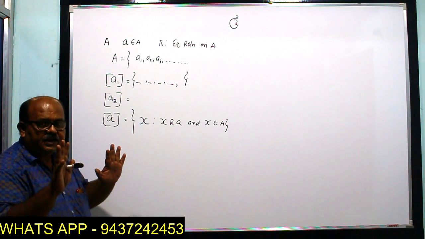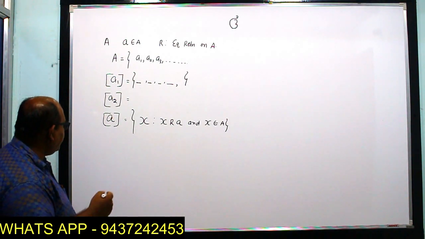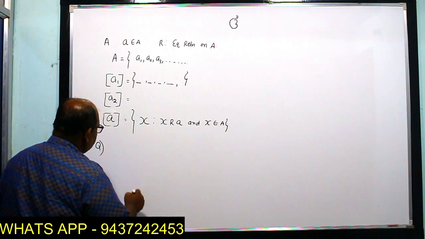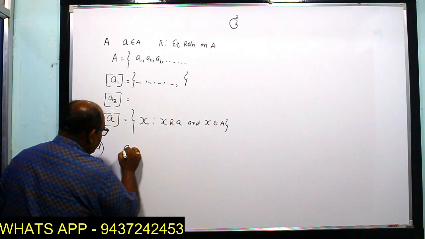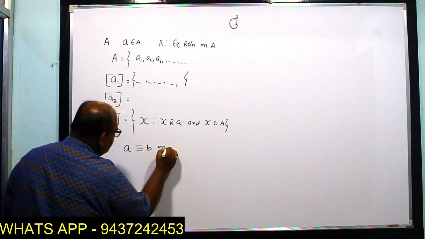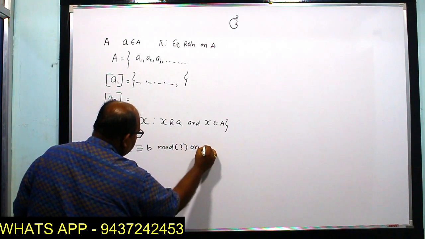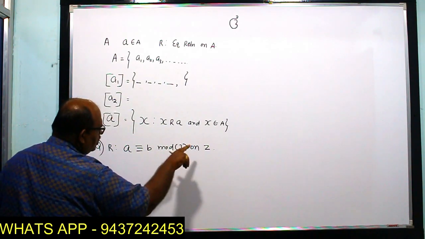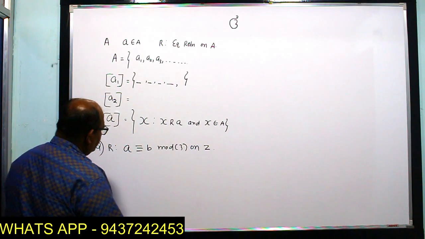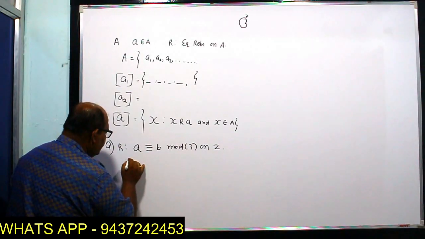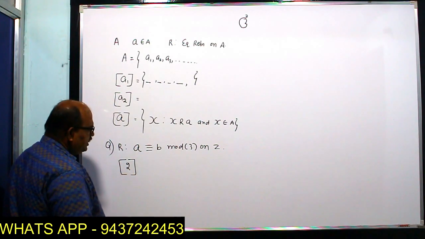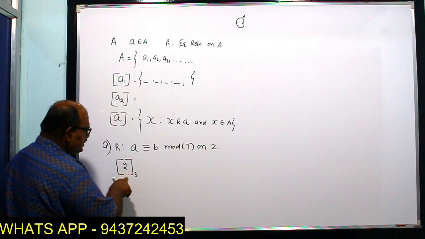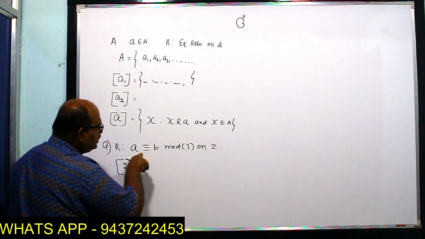Okay, now let us take an example so that you can understand finding equivalence class. Question: let us consider the relation a congruent to b mod 3 on the set of integers. This is the relation a congruent to b mod 3 on the integer set. Okay, in this relation let us find the equivalence class of 2. This represents the equivalence class of 2. Here if I write 3, this represents the equivalence class of 2 for this relation.